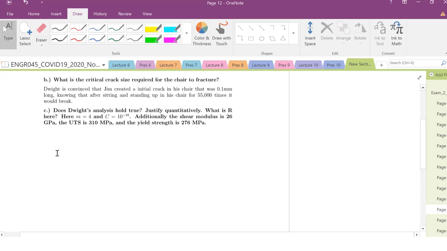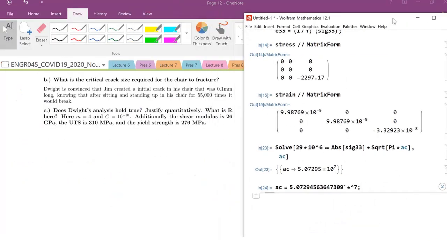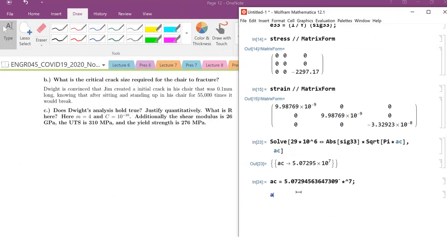Now comes the hard part. Dwight is convinced that Jim created an initial crack in his chair that was 0.1 millimeters long. So we have an initial crack length. I'll move this over here. Initial crack length, a naught, which is equal to 0.1 times 10 to the minus 3. That is our initial crack length.